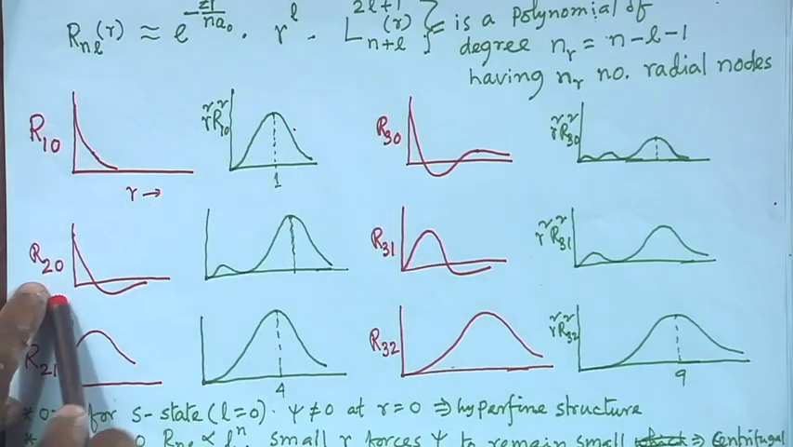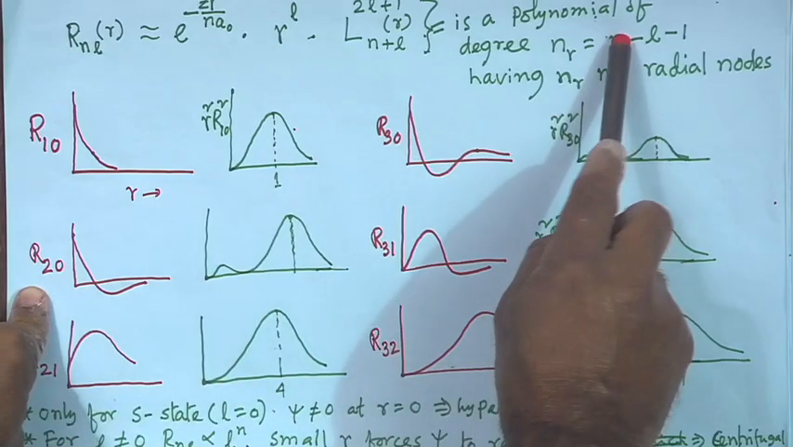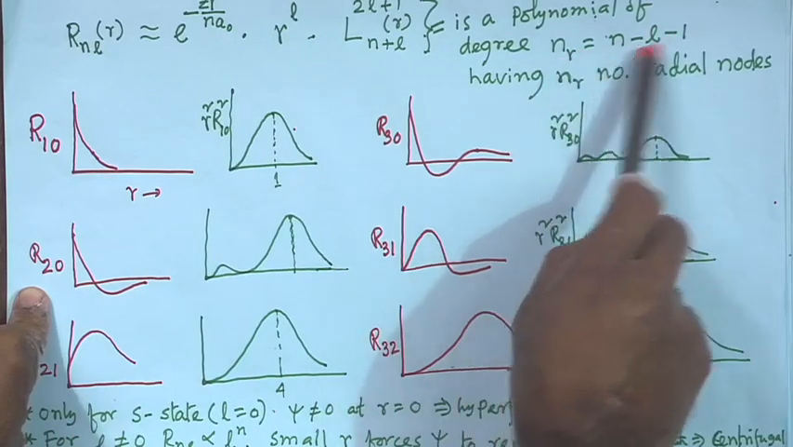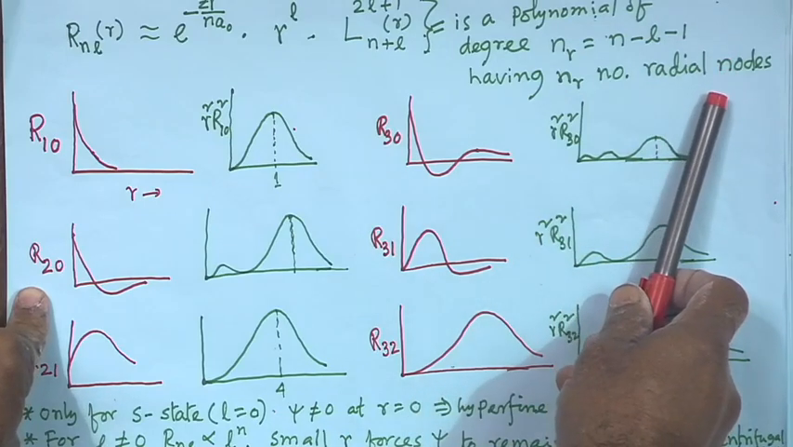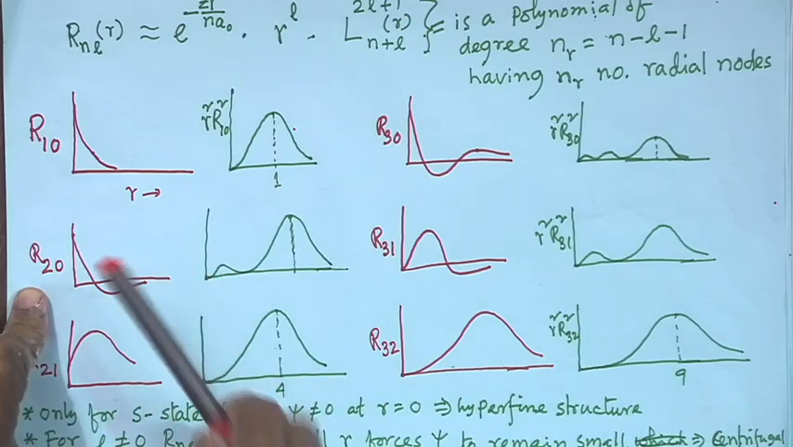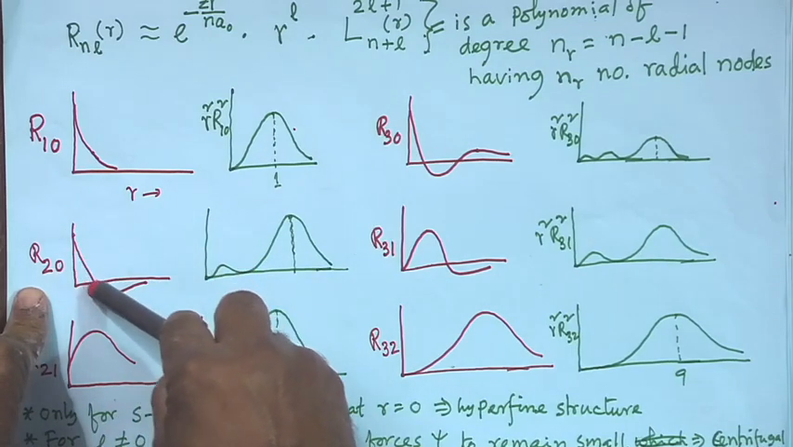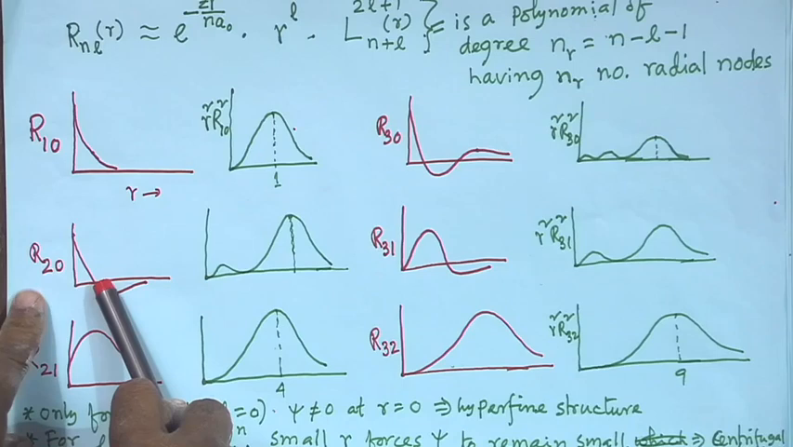For n equal to 2, L equal to 0, n r equal to 1. So, the number of nodal points is 1. Okay. So, it will cut the R axis only once. That's what is happening, right? This is the nodal point. The number of nodal points is 1.